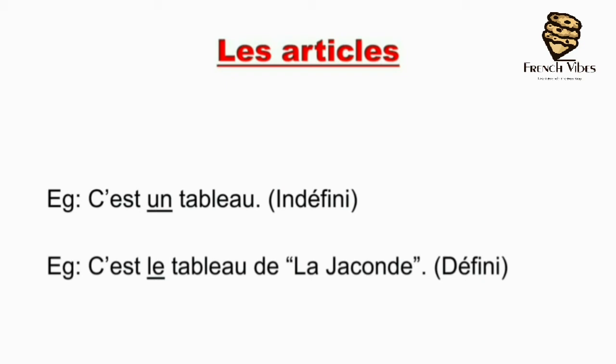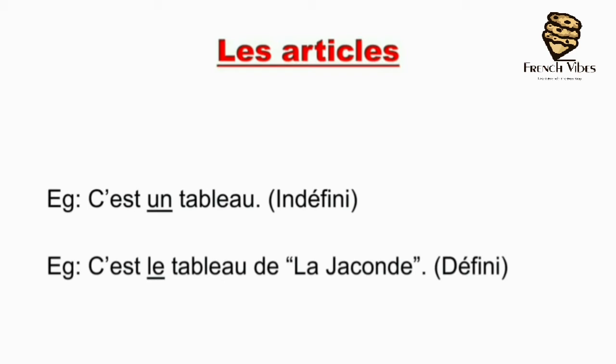Now let's see the second example. C'est le tableau de la Joconde. La Joconde means the Mona Lisa painting. So here we are specifying which painting it is. That's why we have used the definite article. So it becomes c'est le tableau de la Joconde, which means it is the painting of the Mona Lisa.